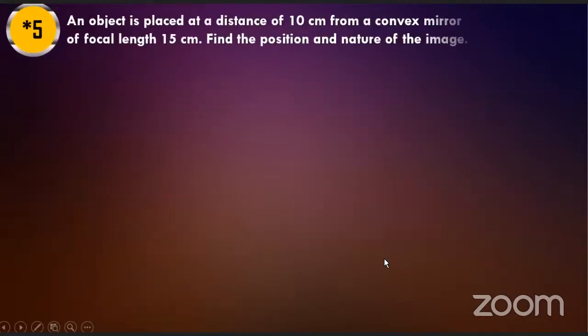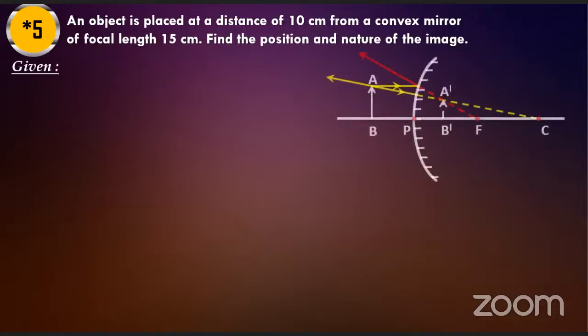Now look at question number 5. Which type of mirror is given here? Convex mirror. So simply draw the convex mirror. An object is placed at a distance of how much distance?